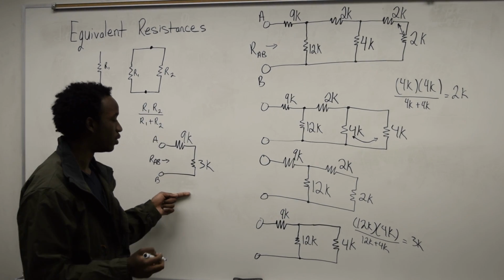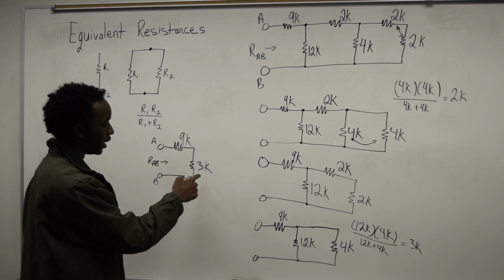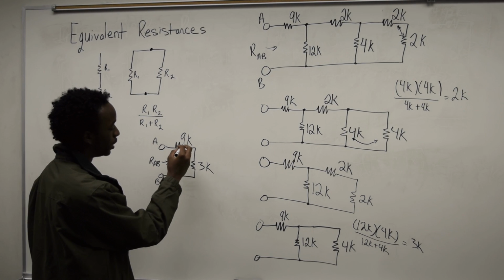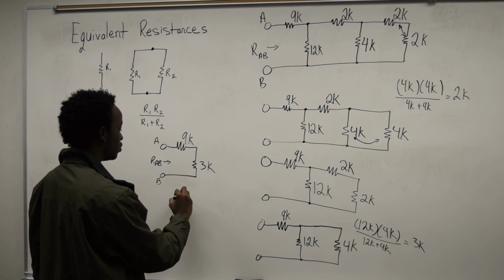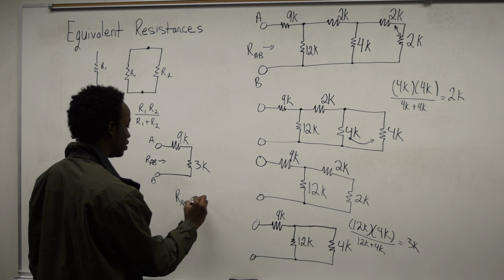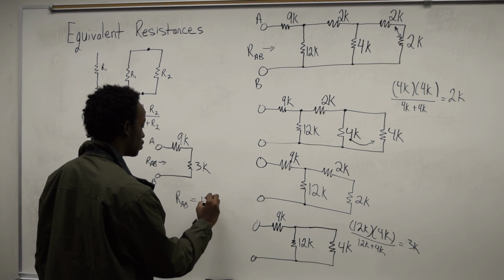In our final step of this circuit, from terminals A to B, both the 9K and the 3K resistor are in series because there is no point connecting them. So you can just add those. So the equivalent resistance from terminals A to B is equal to 12K ohms.